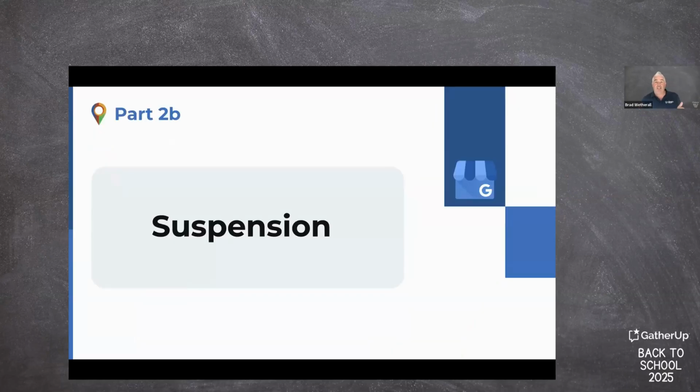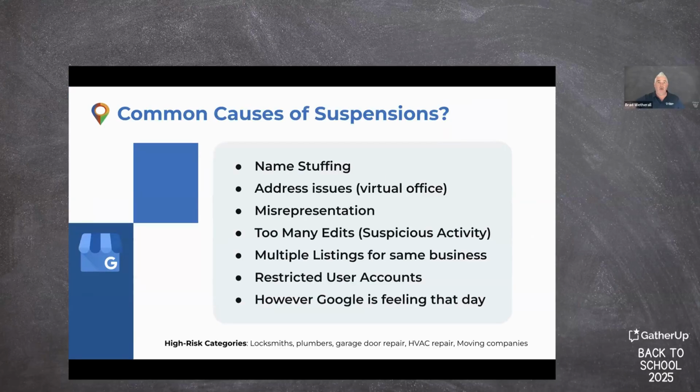All right, so that's my verification tips. I'm going to move on to suspension tips. In order to talk a little bit about suspensions, I want to first talk about what the common causes of suspensions are. Name stuffing, address issues I just talked about, virtual office spaces, misrepresentation, doing a lot of edits too fast will cause a lot of suspicious activity.